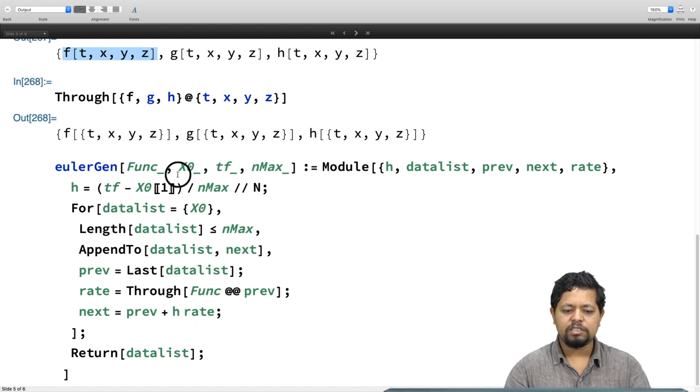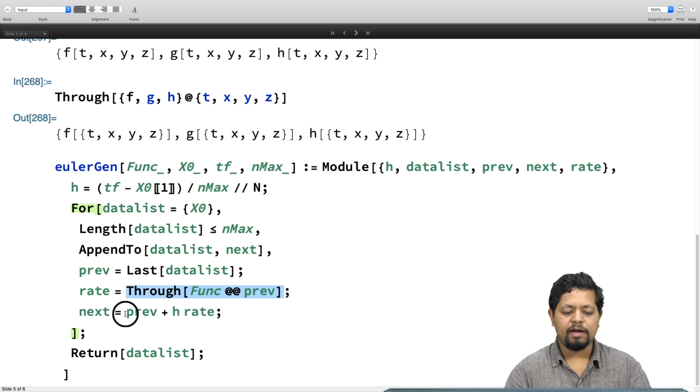As long as the size of x naught and the function is same, this will be fine, because size of previous is same as the size of x naught, and the number of arguments the function requires should be the size of x naught or the size of previous. So this is going to pass the arguments through to each of the functions in my array, using the previous, and the rate is calculated. So that means I calculate capital X dot from here, or big X dot from here.